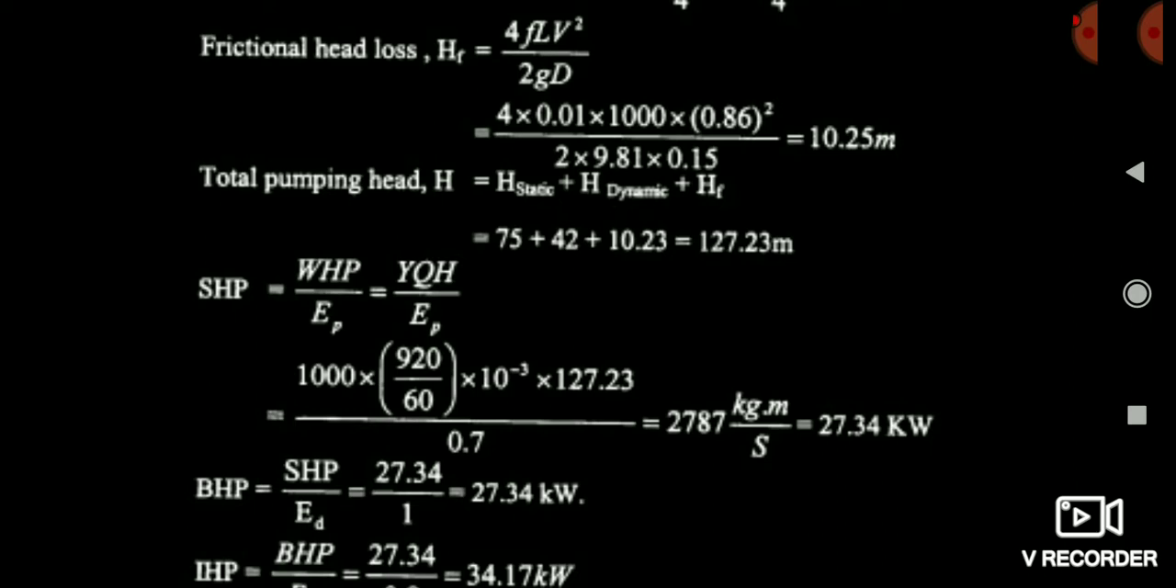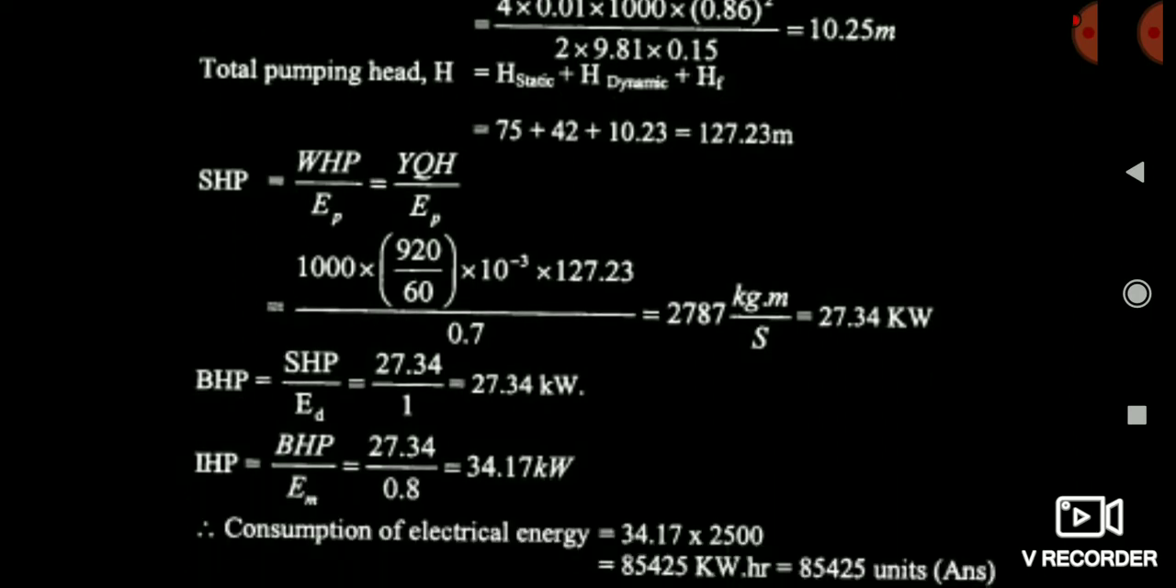So we have put all these values and we have got the SHP, that is 2787 kg-m per second. And if we convert it into kilowatt, then you should multiply it by 9.81 and divide it by 1000. Then you can get 27.34 kilowatt. Now friends, we can calculate the BHP, means brake horsepower.